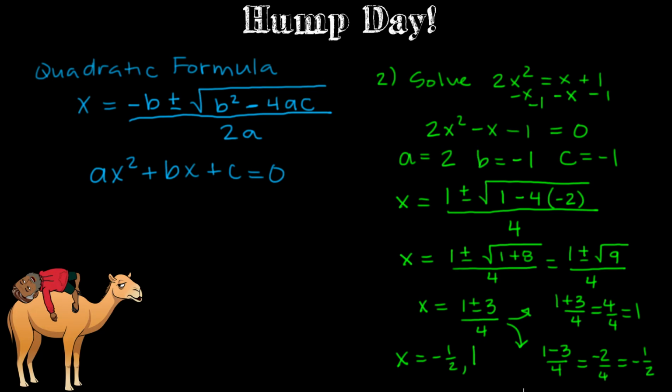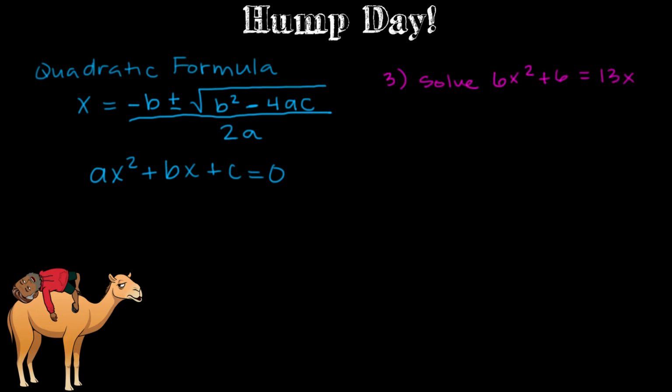All right, moving on to our third example. Solve 6x to the power of 2 plus 6, which is equal to 13x. Once again, always get it in standard form when you're using the quadratic formula. I would say anytime you're solving a quadratic, get it in standard form.